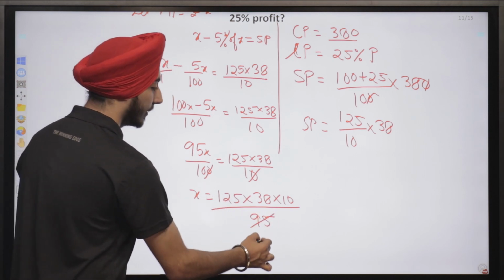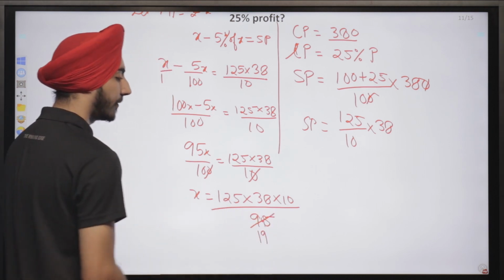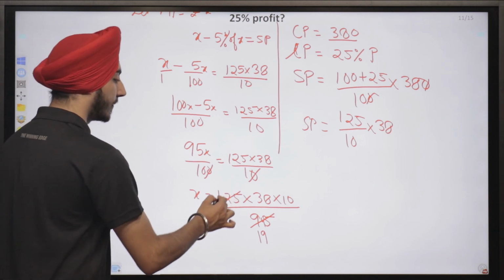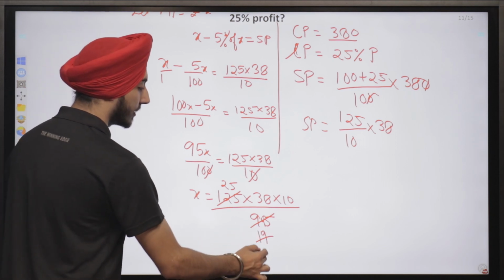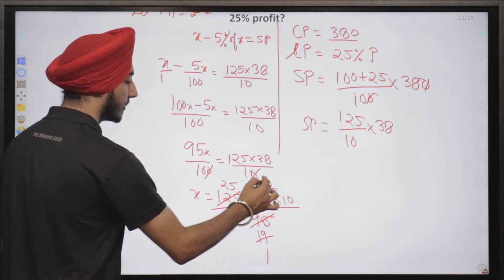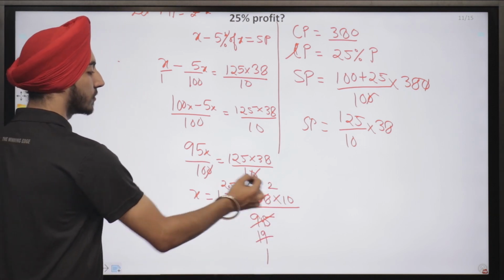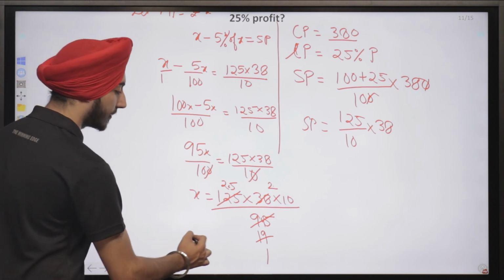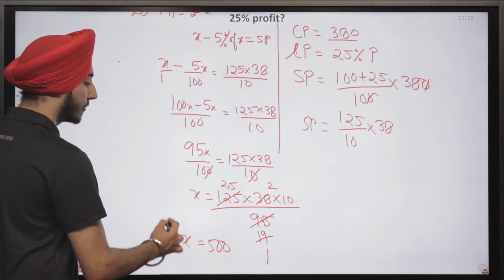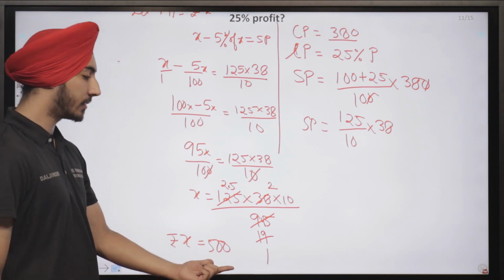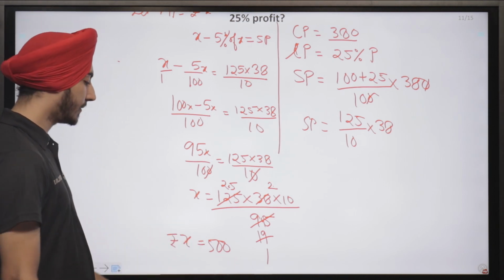Now 5 ones are 5, 4 gets carried, 5 nines are 45, okay, and 5 25s is 125, 19 ones is 19, 19 twos is 38, so 25 into 2 is 50, 50 into 10 is 500, so x की वैल्यू क्या आ गई 500. So राम उसने जो आर्टिकल के ऊपर प्राइस लिखा था printed price, that printed price was rupees 500. ठीक है?